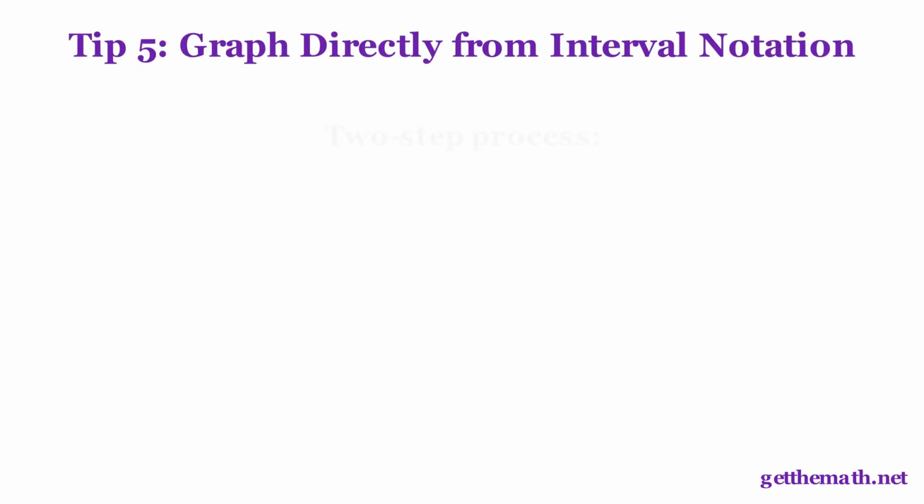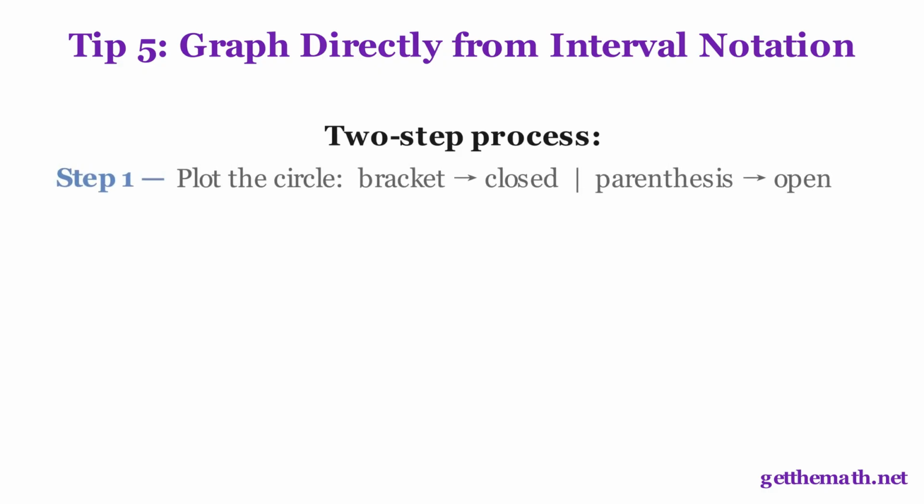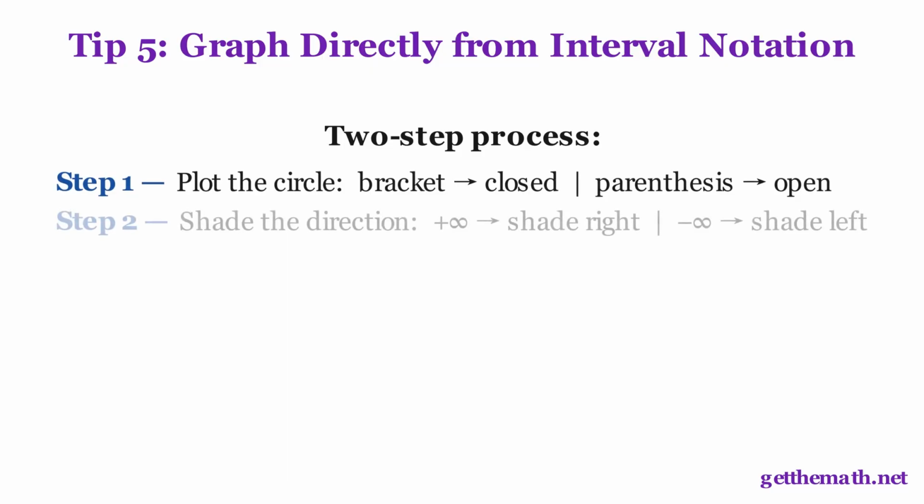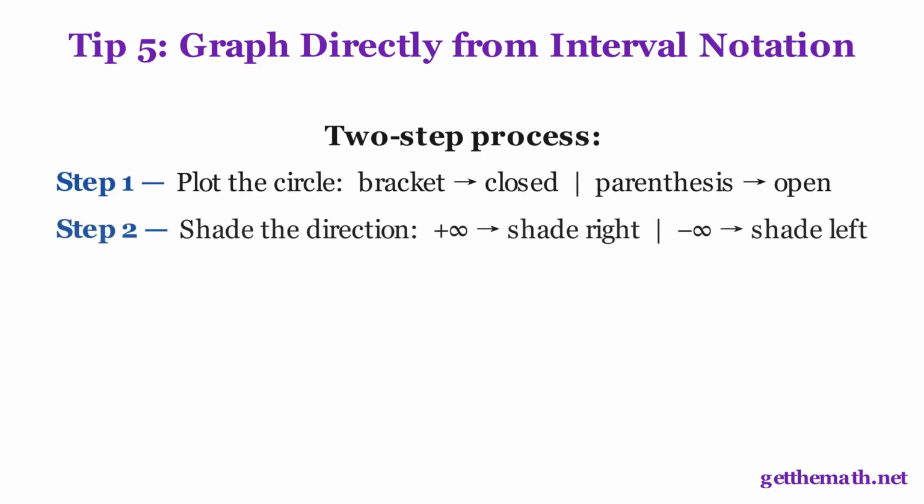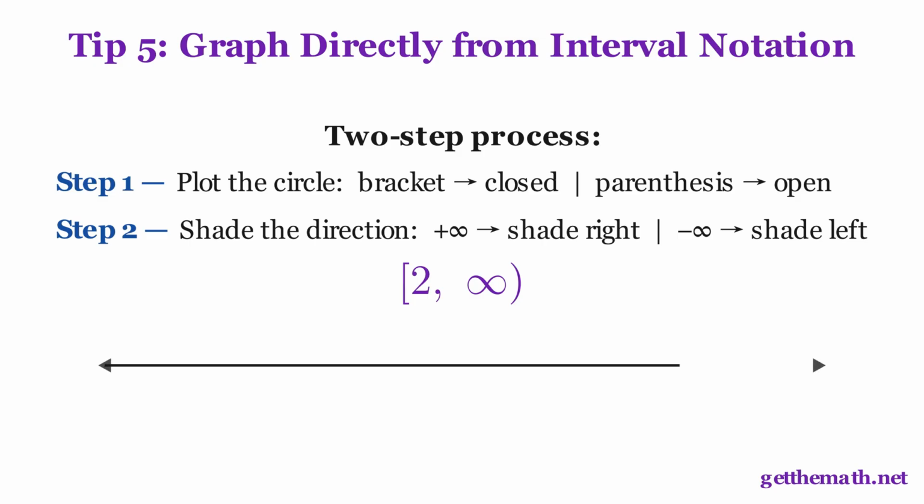Tip number 5, graph directly from the interval notation. Once you know the interval notation, step 1, find the number and plot your circle, open or closed based on the bracket or parenthesis. Step 2, look at which direction the interval goes. If it goes to positive infinity, shade right. If it goes to negative infinity, shade left. That is all there is to it.